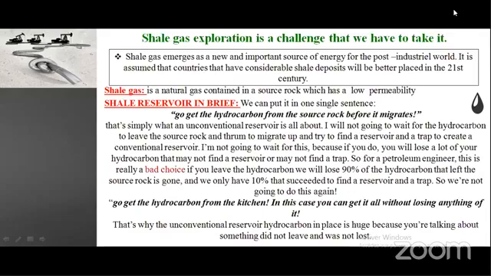So for a petroleum engineer, this is really a bad choice. If you leave the hydrocarbons, we will lose 90% of the hydrocarbons that left the source rock. And we only have 10% that succeed in finding a reservoir and a trap. So we are not going to do this again. Go get the hydrocarbons from the kitchen. In this case, you can get all without losing anything of it.